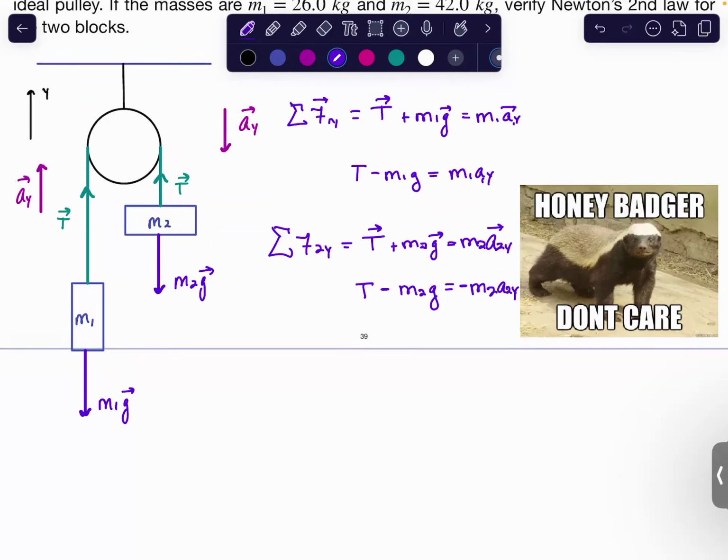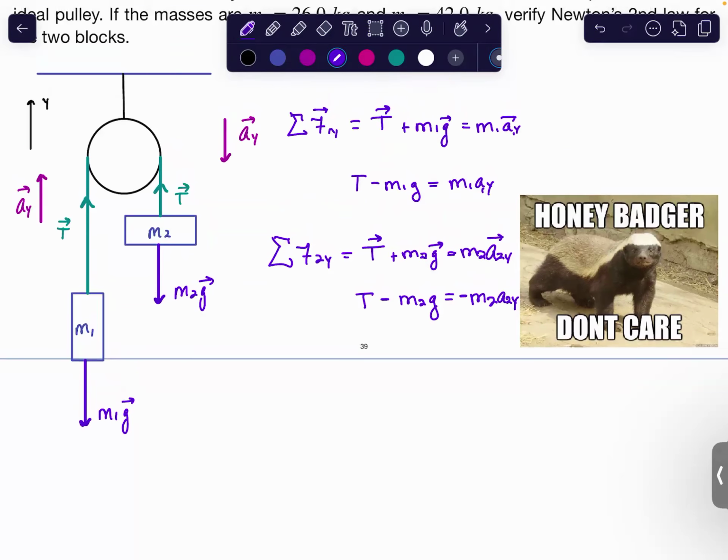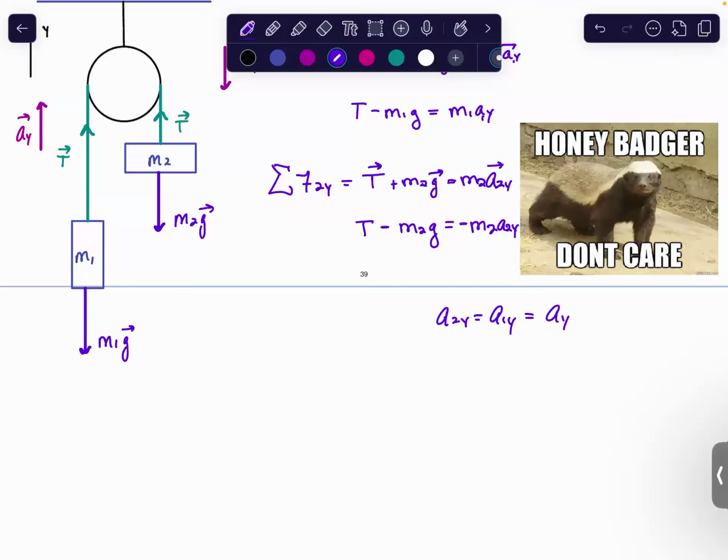And we're going to take account of the fact that they both equal acceleration in the y direction. It just depends on which way it's pointing. Okay, so you see that we can go ahead and turn this into mass 2 times AY. You just multiply through by -1.